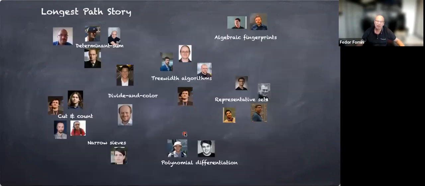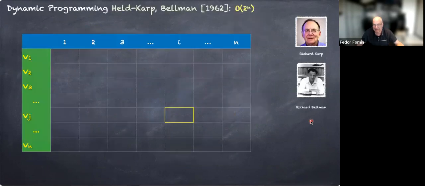And that was not the end of the story, because there was a lot of work in parameterized algorithms, and also in graph algorithms. People were introducing different techniques for longest path. What I will tell you today is just a small part, which concerns how to search for longest path by making use of representative sets.